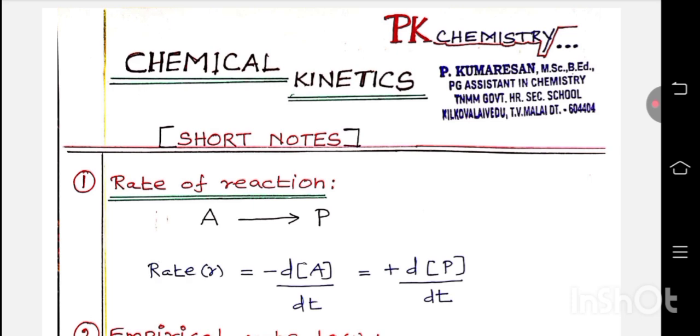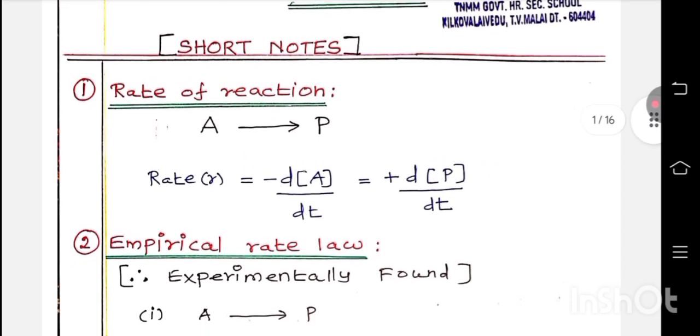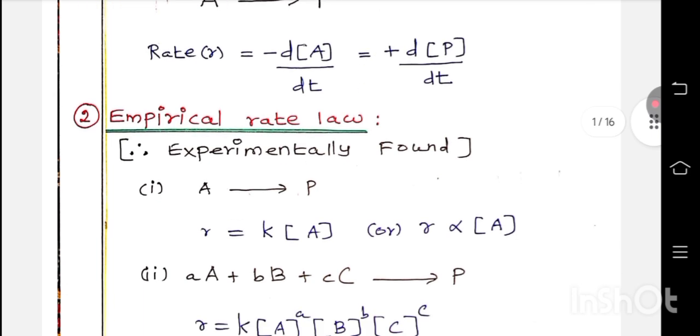வாங்க வீடியோக்குள்ளே போகலாம். Rate of reaction: A gives B, therefore rate equal to minus dA by dt or plus dB by dt. ரியாக்டண்டோட செறிவு குறைய, ப்ராடக்டோட செறிவு அதிகரிக்கும். Empirical rate law equation is only experimentally found method.